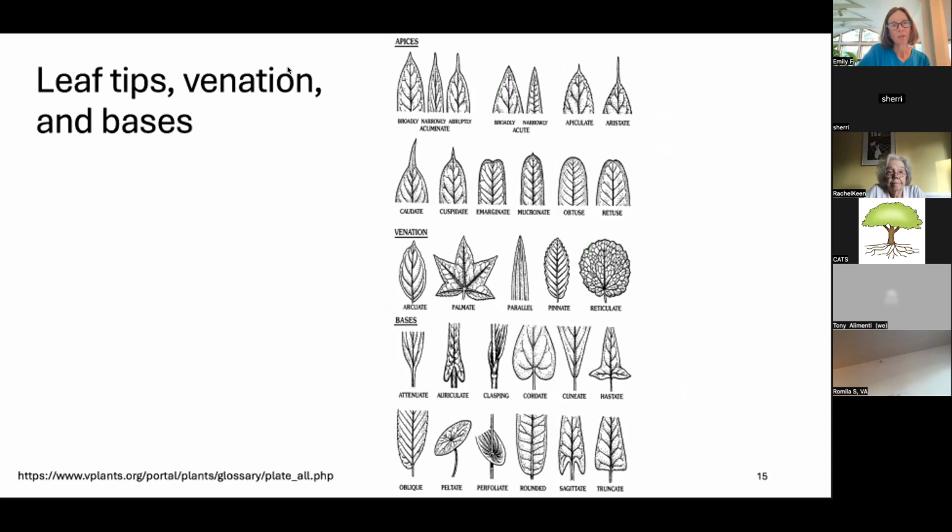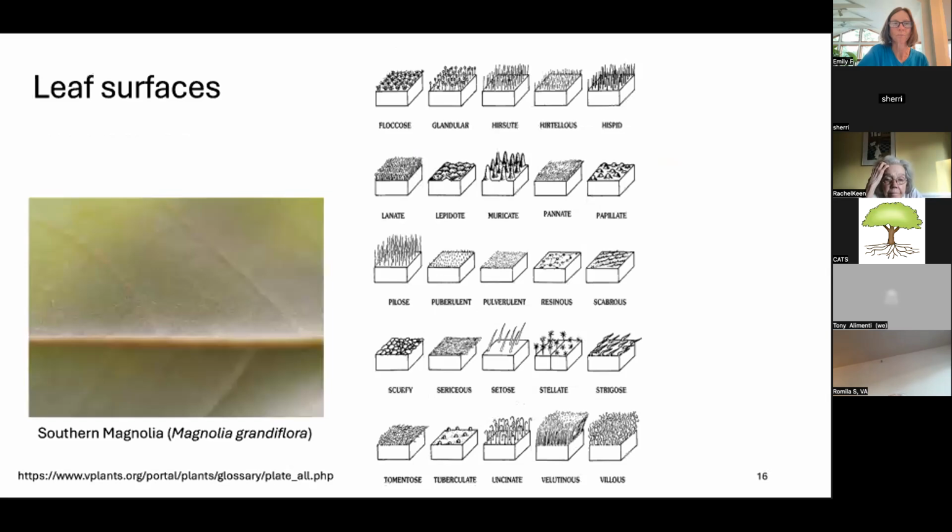This is leaf tips, veins, bases. Again, I'm not going to spend a bunch of time on this because sometimes in grad school I wanted to pull my hair out on this stuff. But it's good to have as a reference in case anybody comes with a question, and it'll give you enough information to be able to answer it.